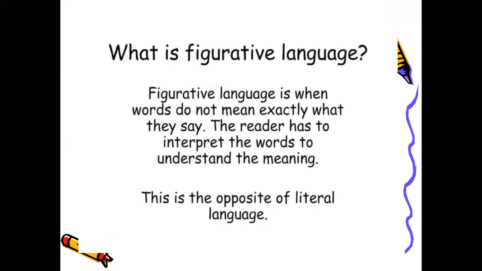So, to revise, figurative language is when words do not mean exactly what they say. Like our love bloomed. Can love, a feeling, bloom? What blooms? A rose, right? So love can't possibly bloom. So this is figurative language. The reader has to interpret the words to understand the meanings. So they are not straightforward. You have to make your brain work a bit.